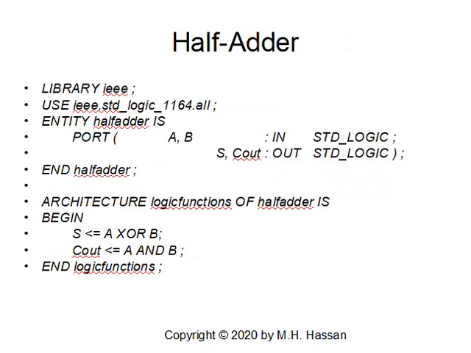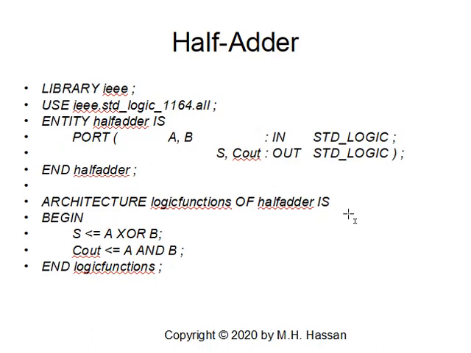In the design of the half-adder, we will define the half-adder simply by 2 inputs, A and B, each consisting of 1 bit, so they are the in standard logic, and S and C out are the out bits in standard logic. I will end the entity named half-adder. The architecture logic functions of the half-adder begin.